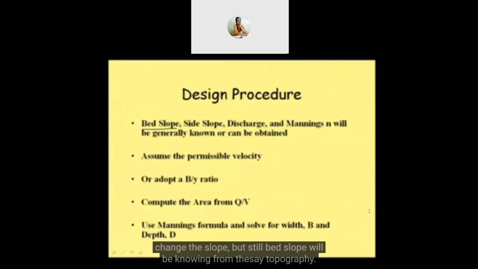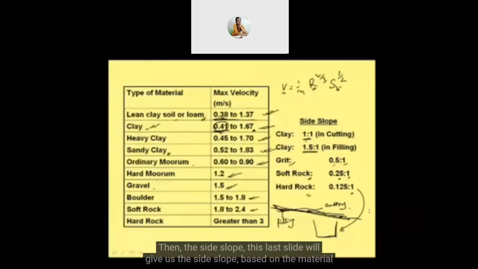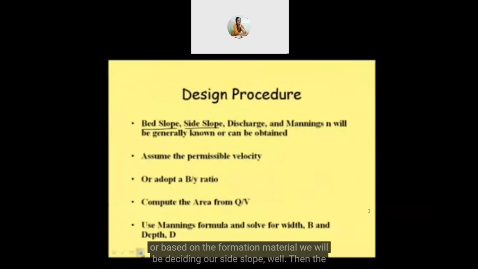But still, okay, bed slope we will be knowing from the topography. Then the side slope. This last slide will give us the side slope based on the material, or based on the formation material, we will be deciding our side slope. Well, then the discharge, that we will be getting by hydrological analysis. Hydrological analysis means if it is a drainage channel, we need to know how much surface runoff will be coming, and that way we can decide how much discharge will be there.